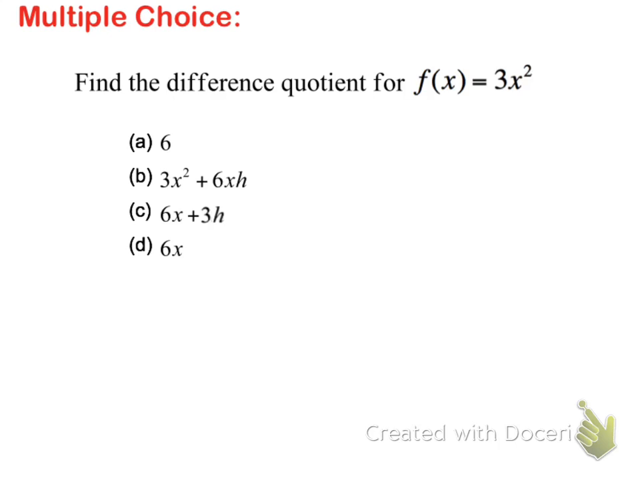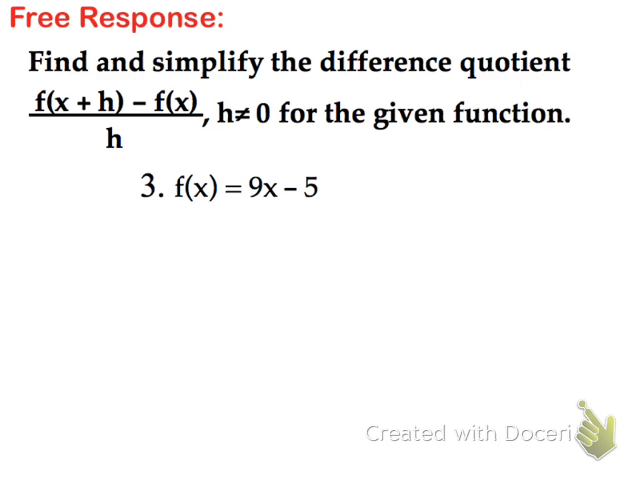I'm now going to give you 2 to try. So here's your multiple choice question. I want you to find the difference quotient for 3x squared. And when you're finished, you can go ahead to the free response, which is the same thing for 9x minus 5. Make sure you put those answers into your Google form.